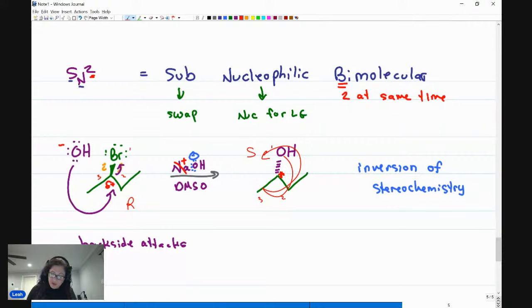Why is OH not wedged, it's dashed? OH is dashed because it had to attack from the other direction. So if you imagine that bromine is facing this way, OH can't come in from there because it's blocking. It has to kind of sneak around from the back and kick it out.